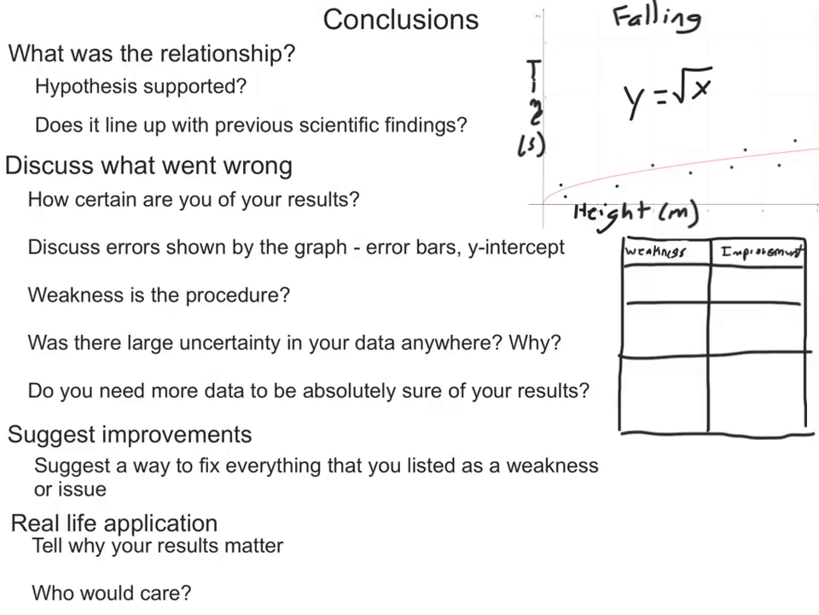Suggest some improvements. For every last weakness that you put down, you have to suggest a way to fix it. They need to be real suggestions, not some crazy thing here. So if you list a weakness, you've got to fix it. Maybe using a table like this would be a good idea, where you actually list out weaknesses whenever you're planning on how to write up your lab, and then you list out your improvements. That way, whenever you write it up, you know that every weakness that you list has an improvement.